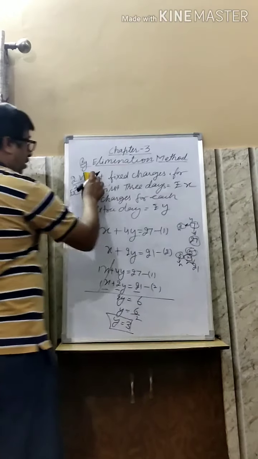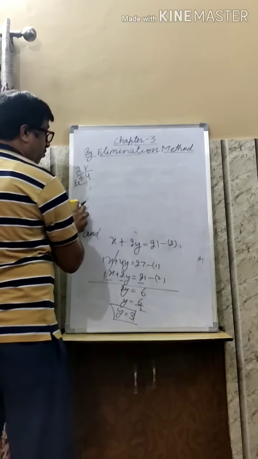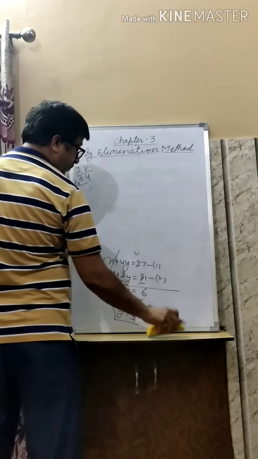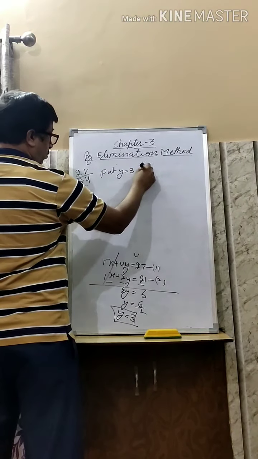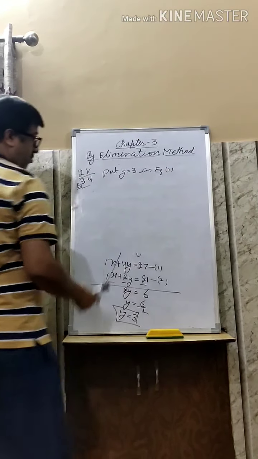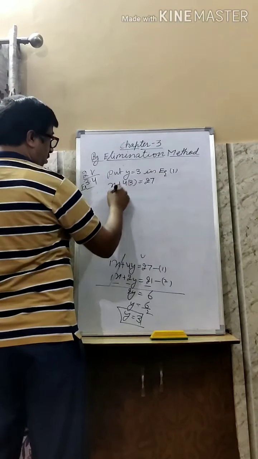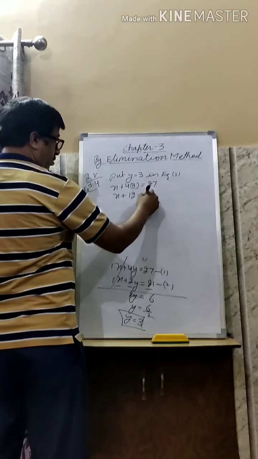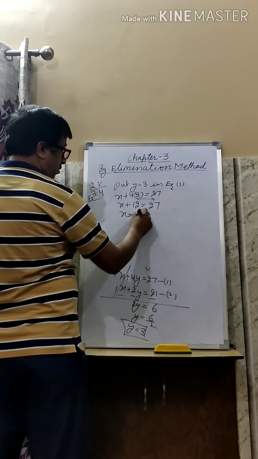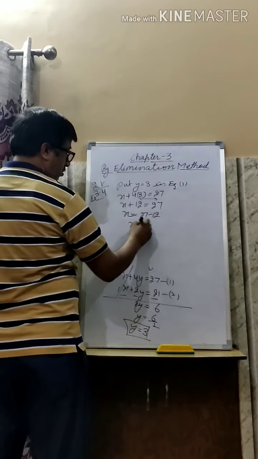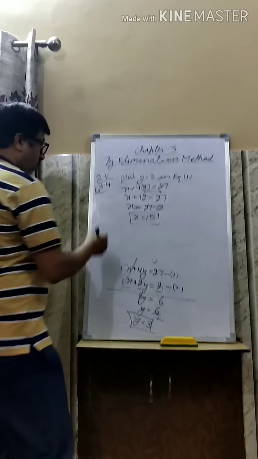So what do you do? Put the value of Y either in the first equation or in the second equation. If I take the first equation, put Y is equal to 3. So X plus 4Y, 4 3s are 12, is 27. So X is equal to, shift this, 27 minus 12, X is equal to 15. So you got the values of X and Y, but write the answer in proper form.